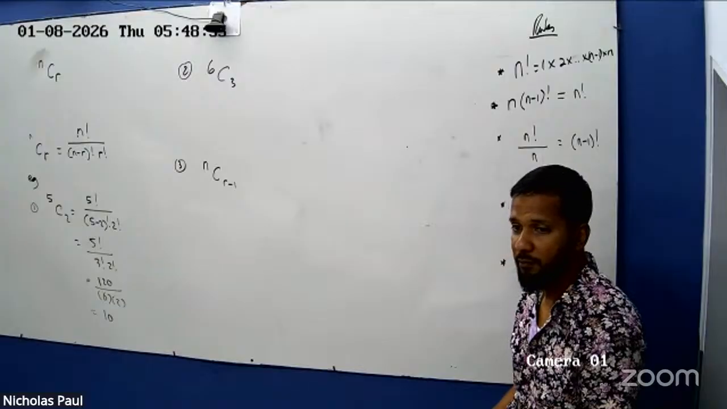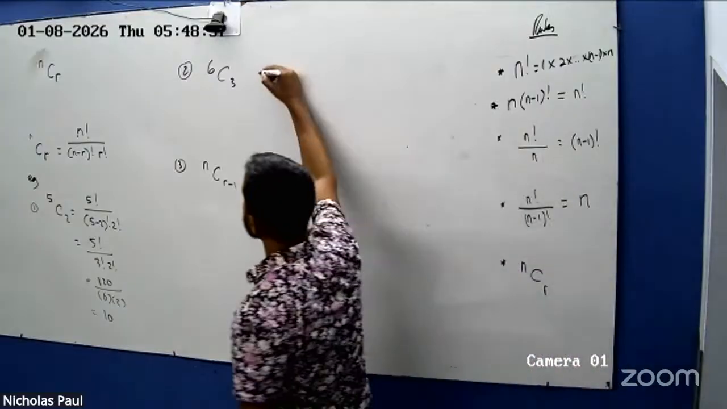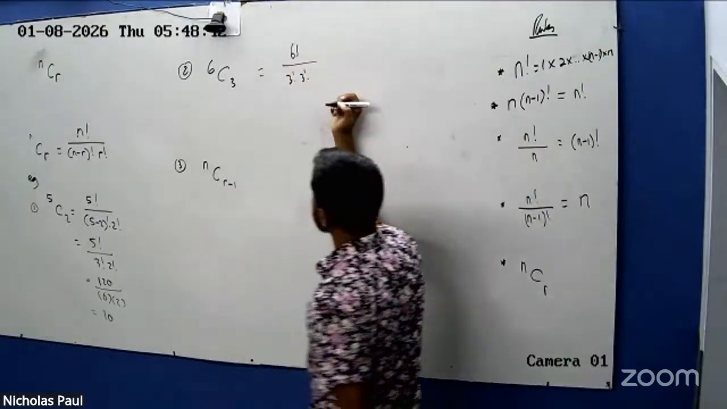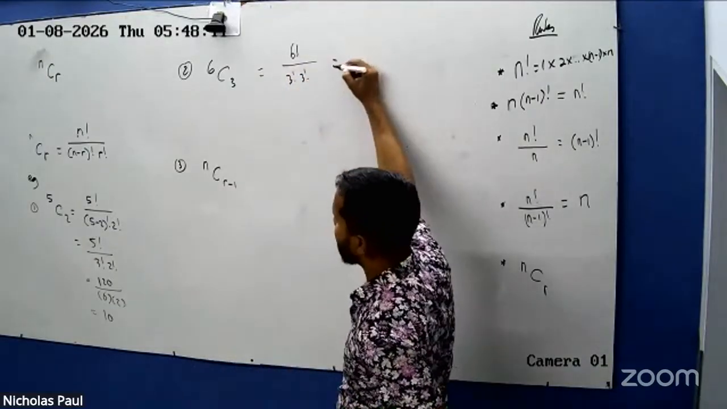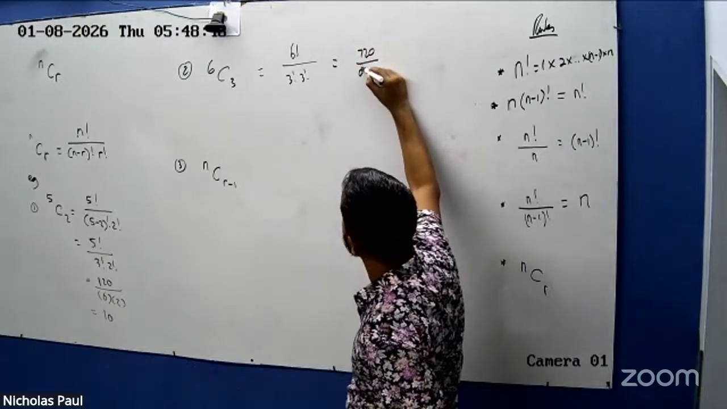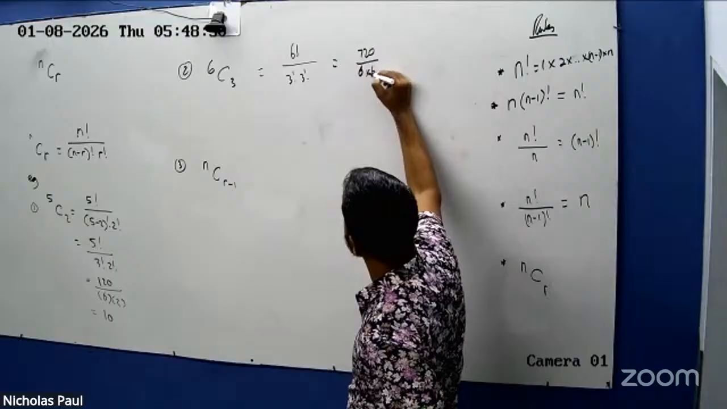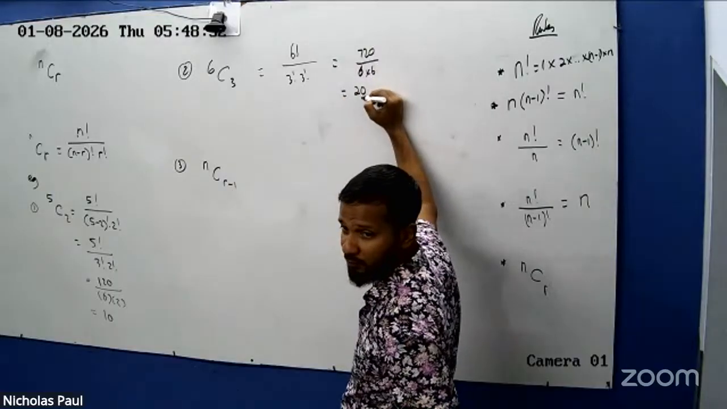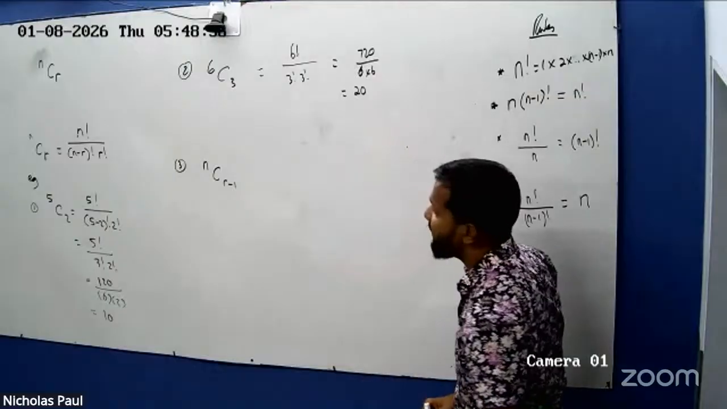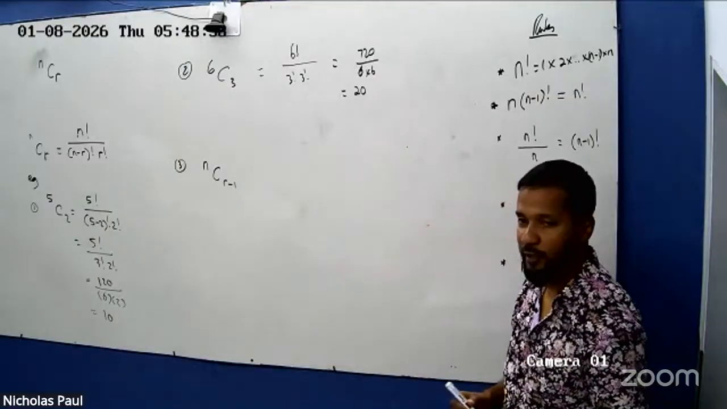Ready? Right, she should be done with the first one. That's 6 factorial over 3 factorial times 3 factorial, right? 6 factorial will be 720 over 6 times 6, so that's 20. 20. Right. Hurry up, finish up number 3.